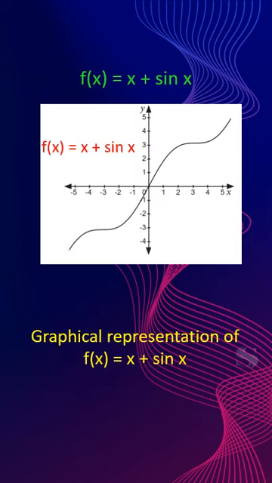The combined function graph is easy to visualize. It is simply shifted along the f(x) equal to x graph, kind of pulled along by the f(x) equal to x graph.